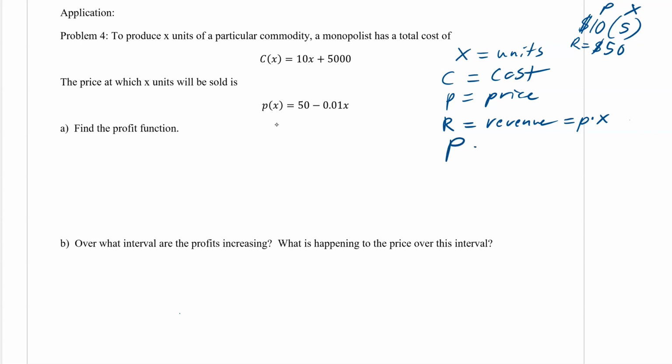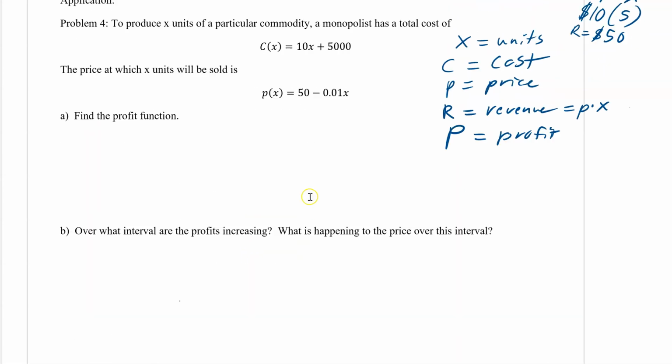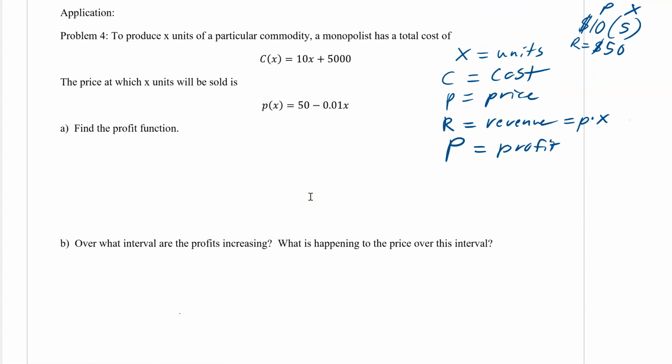We're also going to have a capital P here, and this will be our profit. And these problems are going to be talking about profit here. We want to know, when is profit increasing? What's the maximum profit? And everything about profit. So what does that mean? It means we need a profit function. So our profit here is always revenue minus cost.